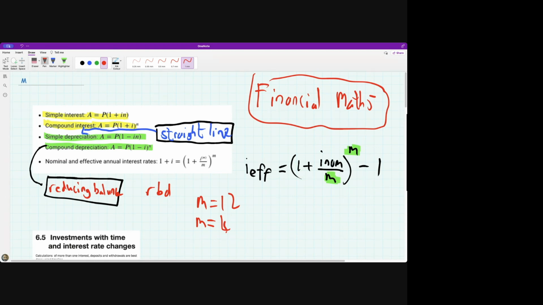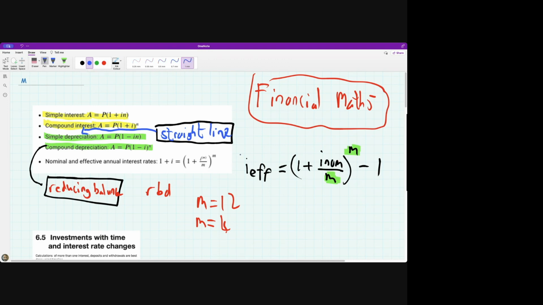The nominal rate is the stated rate or the base interest rate. The effective interest rate is generally going to be higher than the nominal rate, because when we split things into smaller pieces, we get interest on interest. And so the effective rate will always be higher than the nominal rate. And sometimes they give you the effective and say, what's the nominal? And sometimes they give you the nominal, and then you have to work out what the effective is.